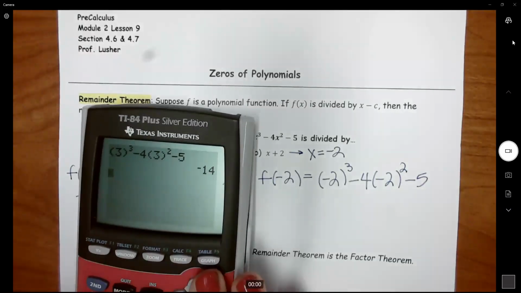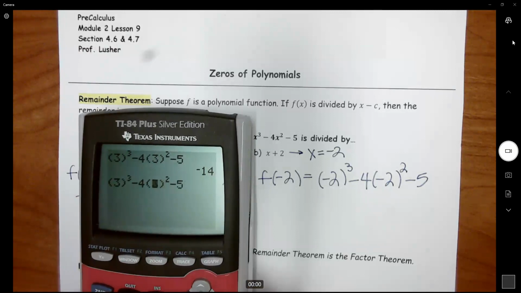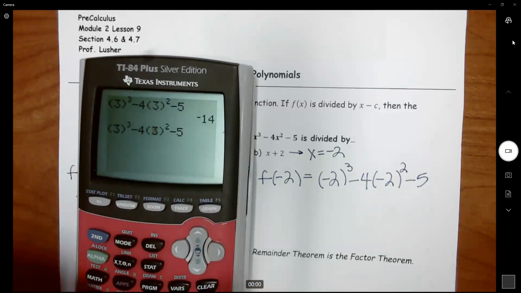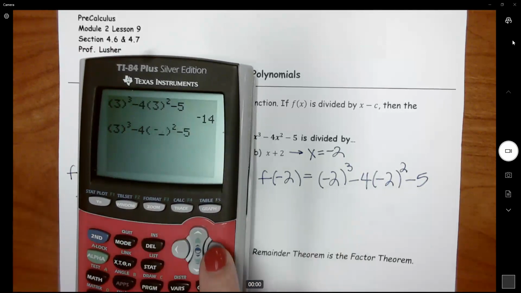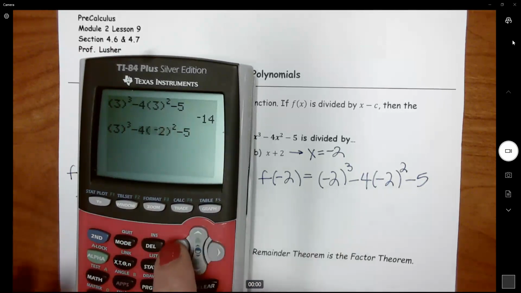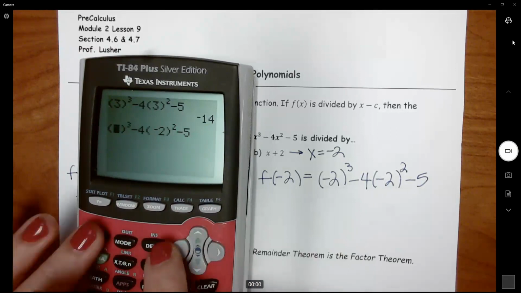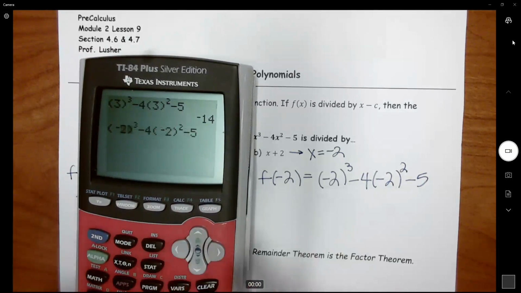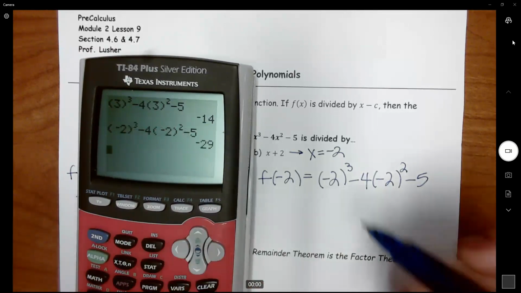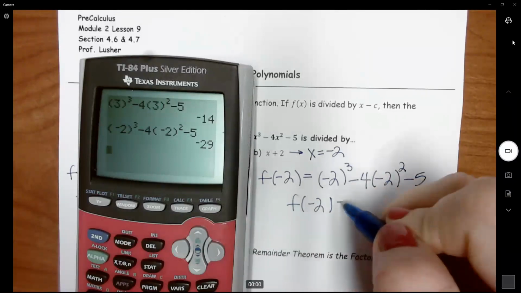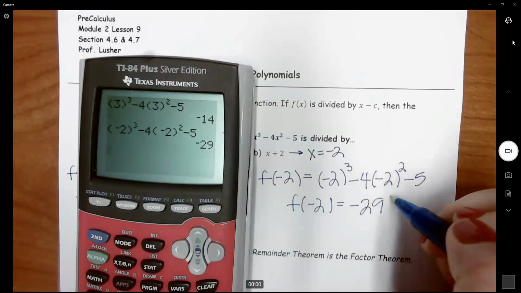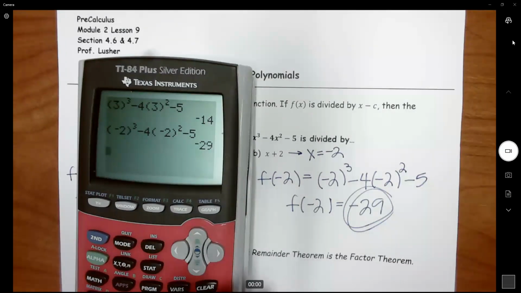Okay, so I already have this in my calculator. So I'm going to go in here and edit. And before you just punch in negative, you need to insert it. So use your insert. So second insert negative. And then we can change that to a 2. Insert a negative 2. Okay, those are my remainders.